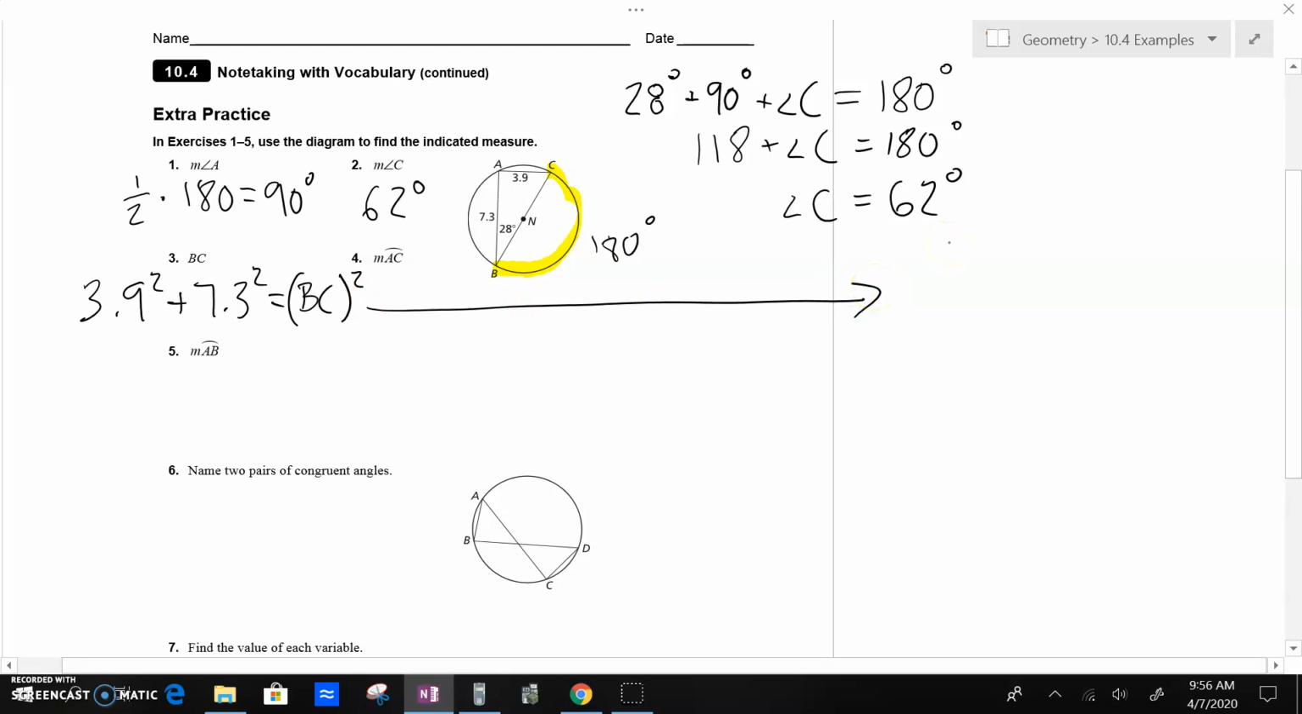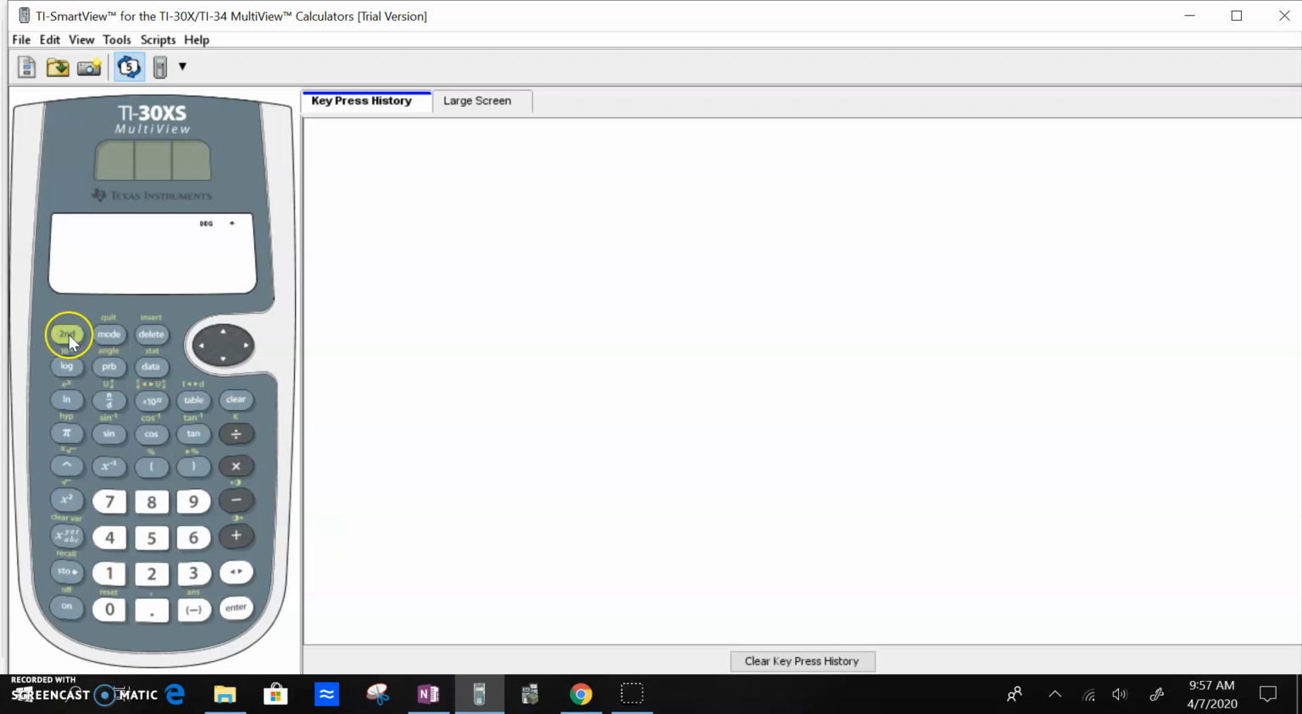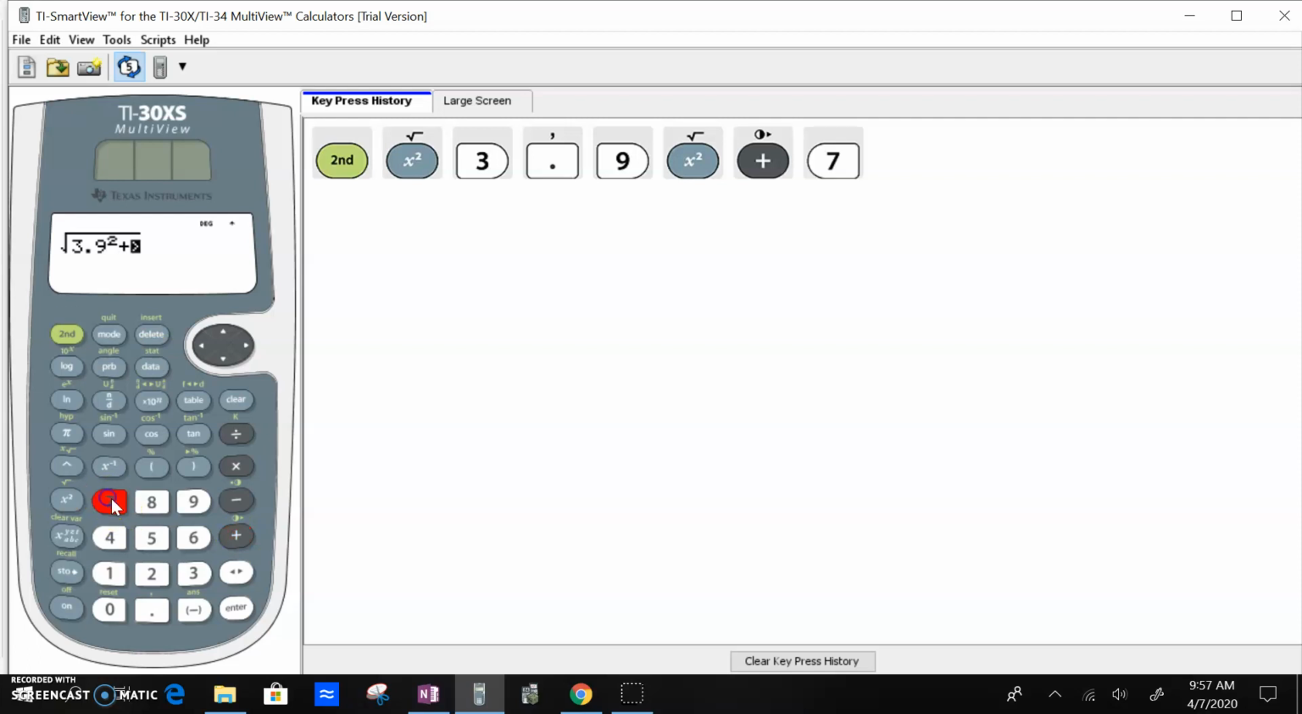So I'm going to square root both sides to get BC all by itself, and leave the left-hand side alone for the moment. On the right, when you square root a square, you just end up with BC. On the left, we have to punch that into a calculator: square root of 3.9 squared plus 7.3 squared. So let's go to our calculator. We'll go square root, second squared, then 3.9 and square that, add 7.3 and square that.